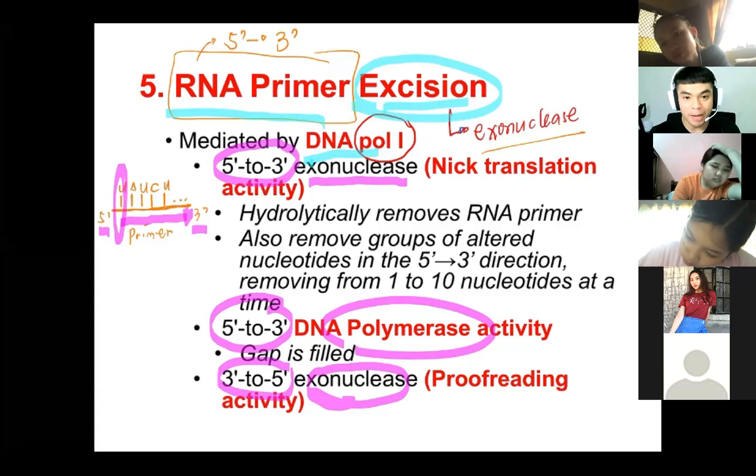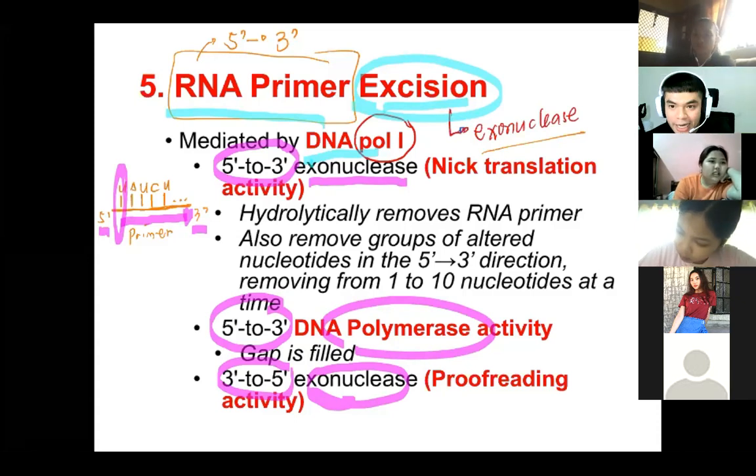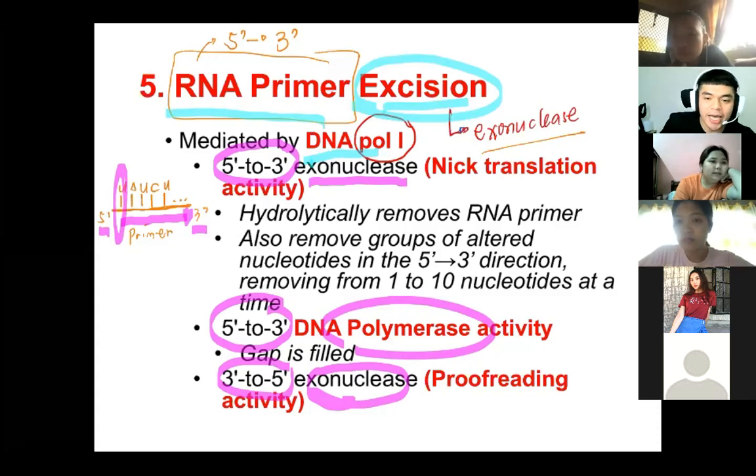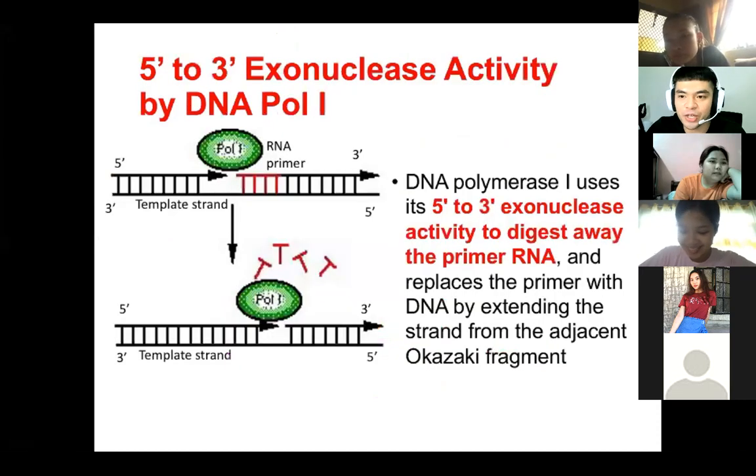And then, syempre may gap doon kasi tinanggal. So pag tinanggal, papalitan ng DNA. Paano papalitan? 5 to 3 din. Kaya 5' to 3' polymerase action. Okay? And then, nagdo-double check ba si polymerase 1? Yes. So anong direction pag double checking? 3 to 5. Okay, 3' to 5' exonuclease action.